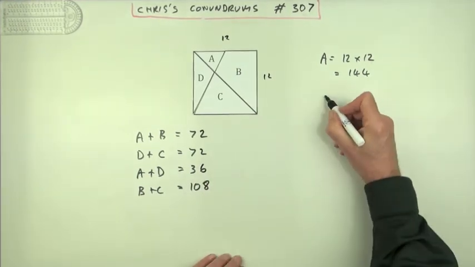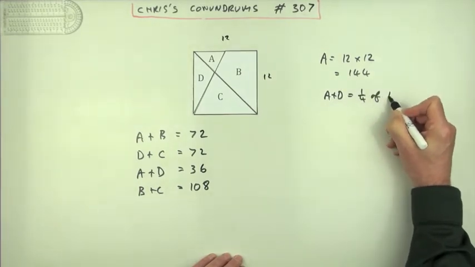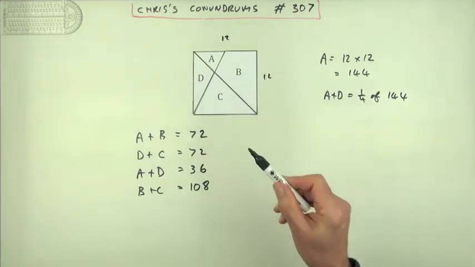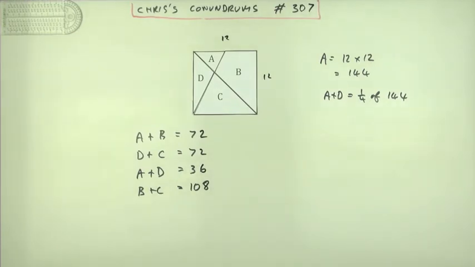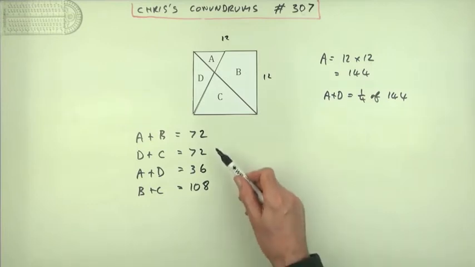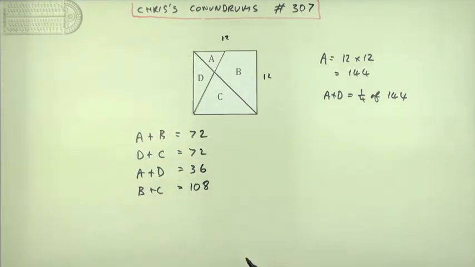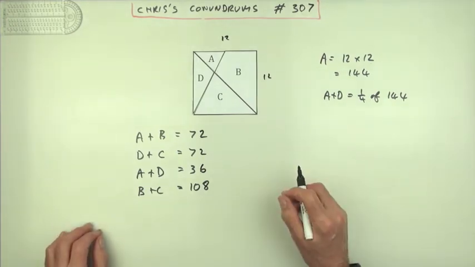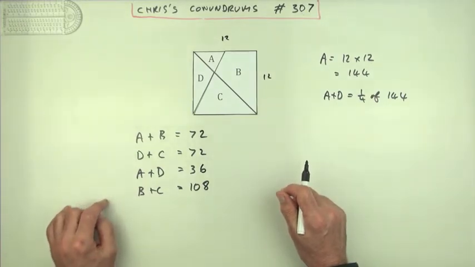Let me just put a note again here. A plus D equals 1/4 of 144. Now, if you've got 4 unknowns, you require 4 equations, and that certainly looks like 4 equations. But don't waste your time trying to sort this out, because it won't work. You need 4 independent equations. They have to be what's known as linearly independent, and these equations are not linearly independent.